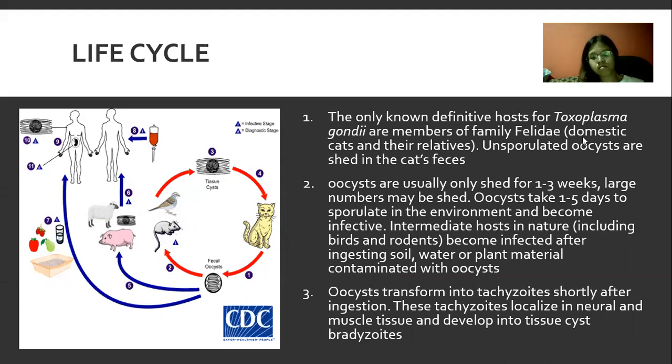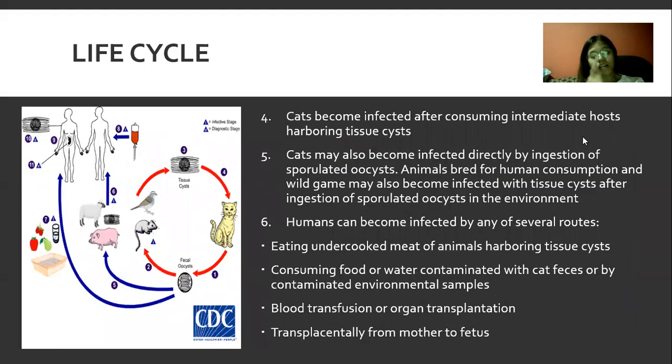So the intermediate hosts in nature, including the birds and rodents, become infected after ingesting soil, water, or plant material contaminated with the oocyst. Oocysts transform into tachyzoites shortly after ingestion. So these tachyzoites localize in neural and muscle tissue and develop into tissue cyst bradyzoites. So the cats become infected after consuming intermediate hosts harboring tissue cysts. So usually po pag kumain po ang pusa ng daga na infected with this organism.